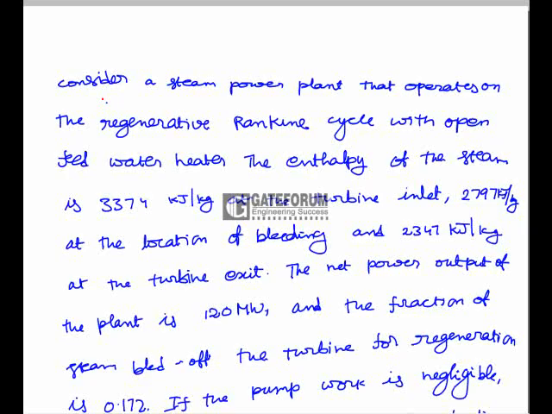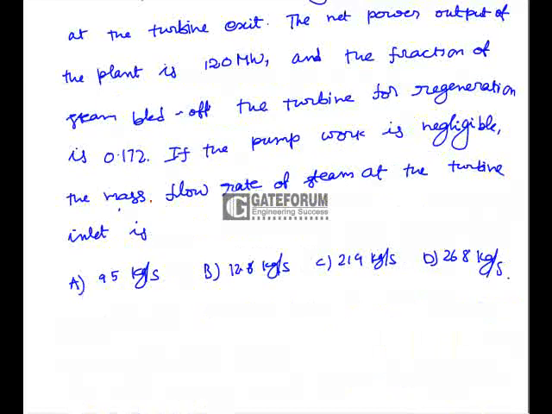Consider a steam power plant that operates on the regenerative Rankine cycle with open feed water heater. The enthalpy of the steam is 3374 kJ per kg at the turbine inlet, 2797 kJ per kg at the location of bleeding, and 2347 kJ per kg at the turbine exit. The net power output of the plant is 120 megawatts, and the fraction of steam bled off the turbine for regeneration is 0.172. If the pump work is negligible, the mass flow rate of the steam at the turbine inlet is.